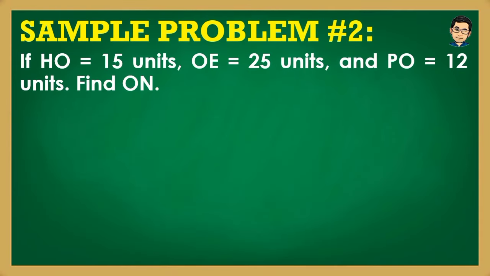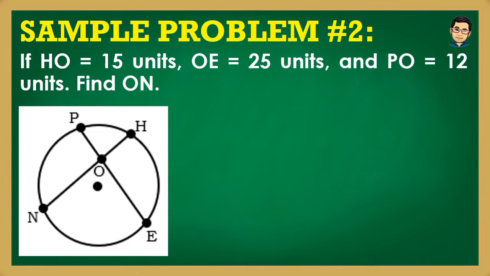Next problem. If HO is equal to 15 units, OE is equal to 25 units, and PO is equal to 12 units, find ON. So, ganun pa rin, ile-label natin yung mga given measurement. So, HO, ito po siya, 15. Next naman, for OE, 25 units. And then for PO, 12 units. And then yung ON, yung ating hinahanap.